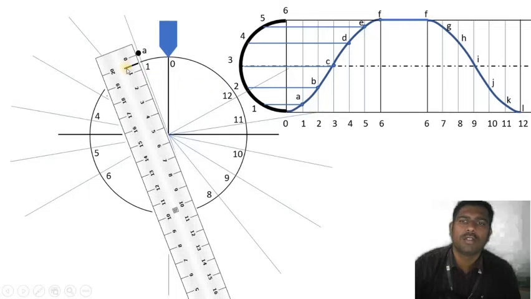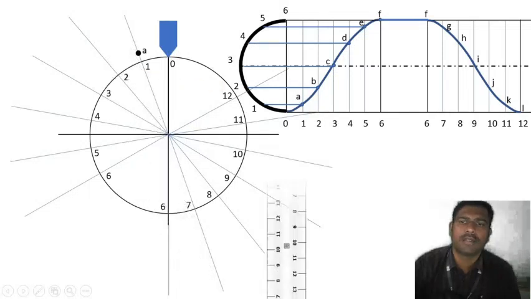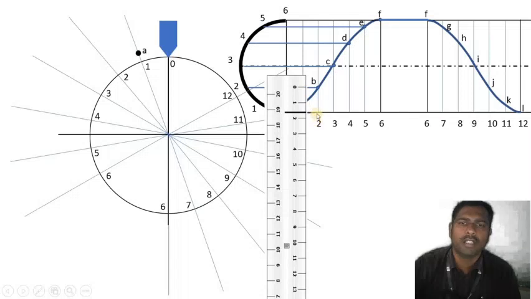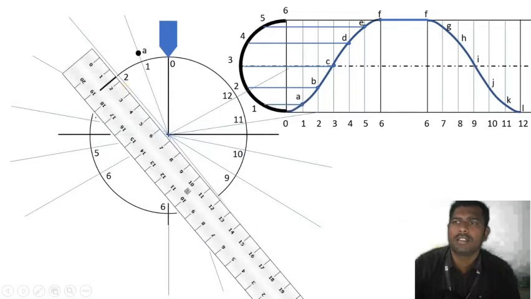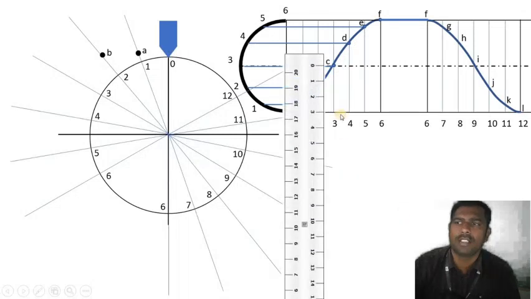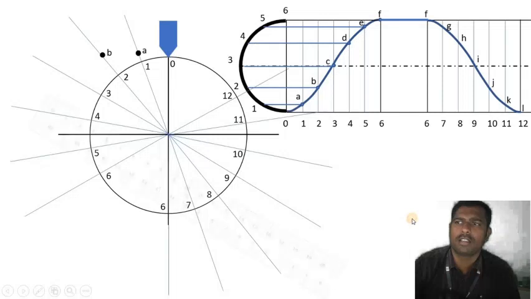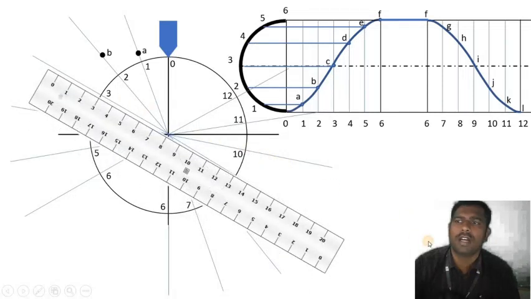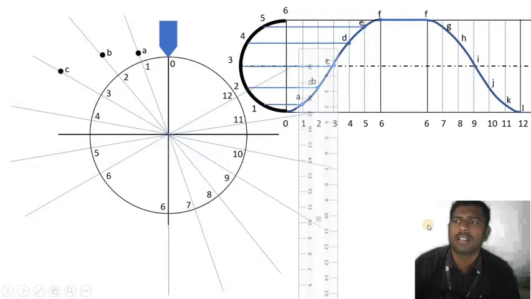Then for 2b, the same kind of value should be taken from that point 2 to b. The value is marked from the displacement diagram to the cam profile. It should be around 1.5 centimeter. Then at the center, it has a 3C value. It should be around 3 centimeter because we have a 6 centimeter stroke length. So the value at the center of the 6 equal parts is going to be 3 centimeter, 3C.